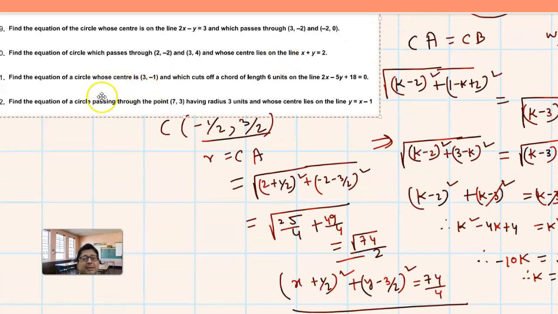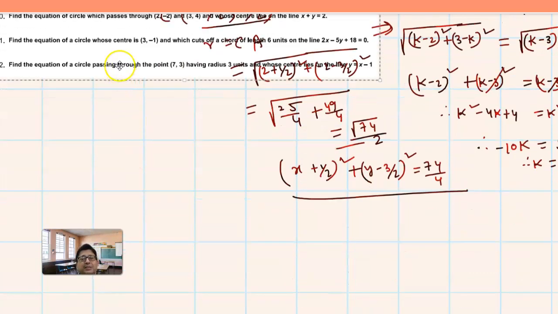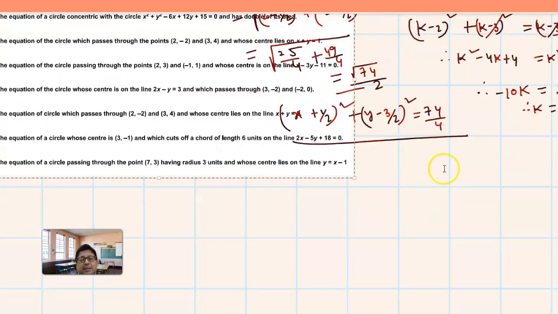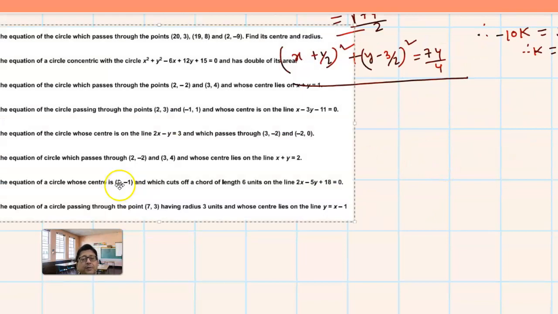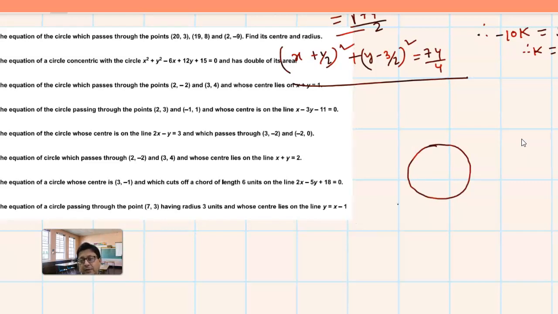Let us see sum number 21 from the worksheet. In sum number 21, what do you observe? Equation of circle, center is 3 minus 1 and cuts off a chord of length 6 on the line. This is a very good problem. Why am I saying very good? Is it really very good or bad? It may be bad for you if you don't remember any class 9 or class 10 concept.